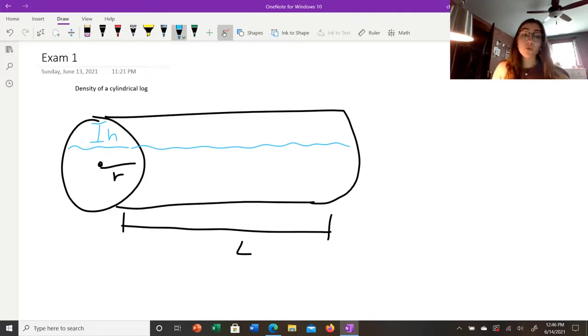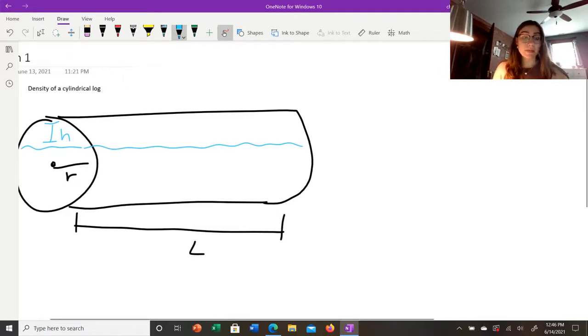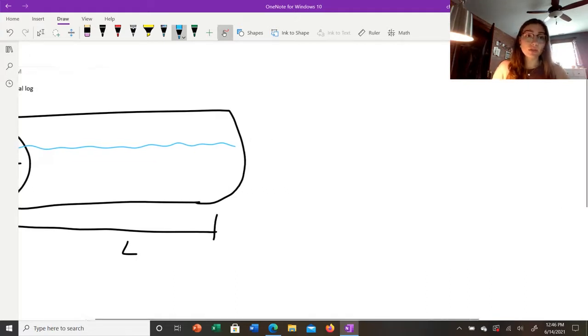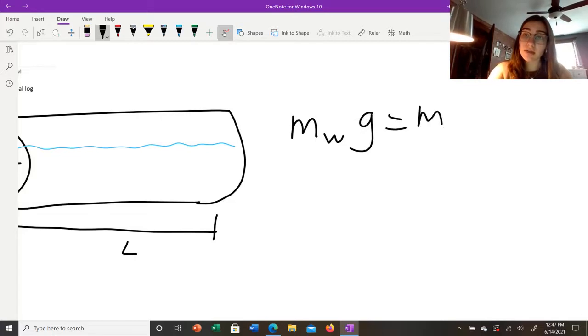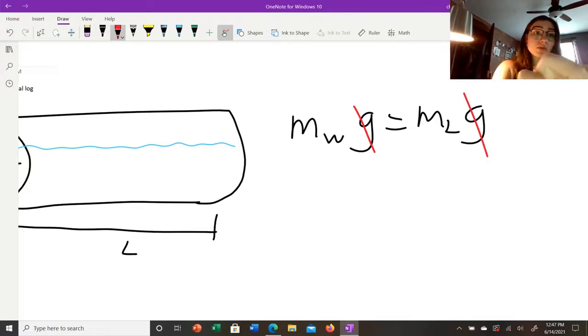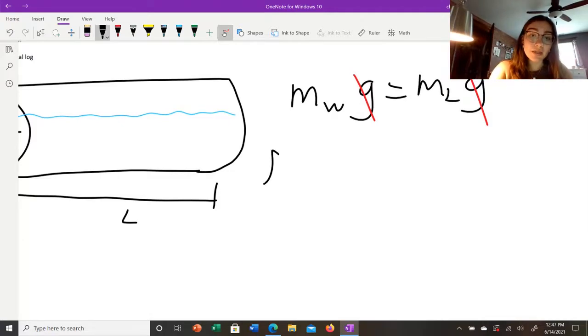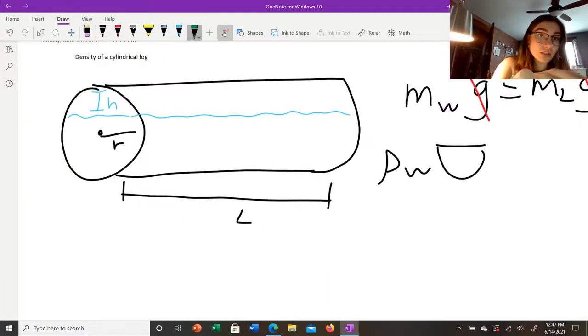So from here, there are going to be some forces acting on our log, especially the buoyant forces. So we are going to write this as the mass of the water times the acceleration due to gravity equals the mass of the log times the acceleration due to gravity. So we know that these are going to cancel. And because we're trying to find the density of the log, we need to get rid of the mass. So we're going to write the density of the water, and then we're going to do the cross-sectional area. So that is going to be all, let's change colors, all of this is what is right here.